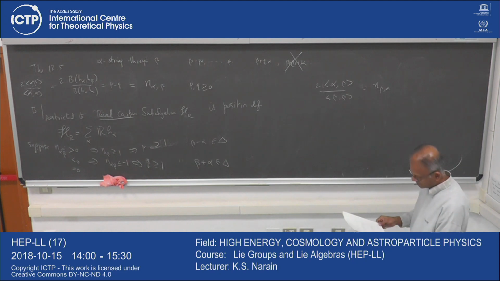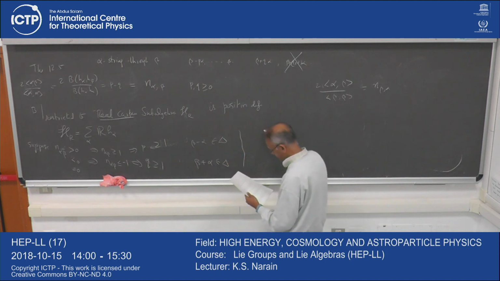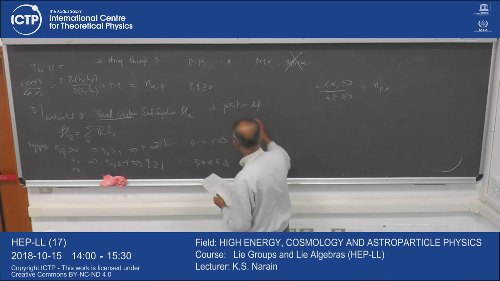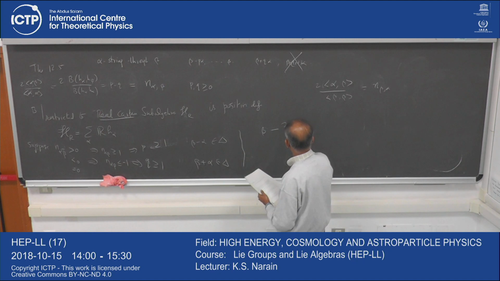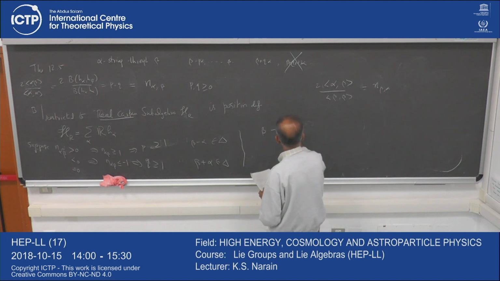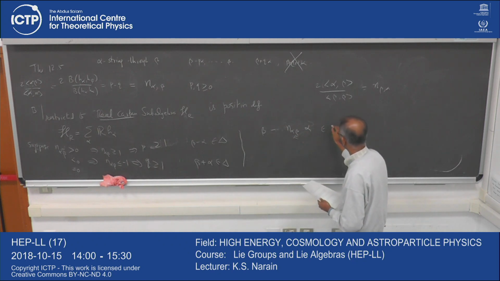Okay. In particular, you can also see from here that if you have this object here, then beta minus 2 alpha beta divided by alpha alpha, so in other words, n alpha beta times alpha, a number times alpha, also belongs to delta.